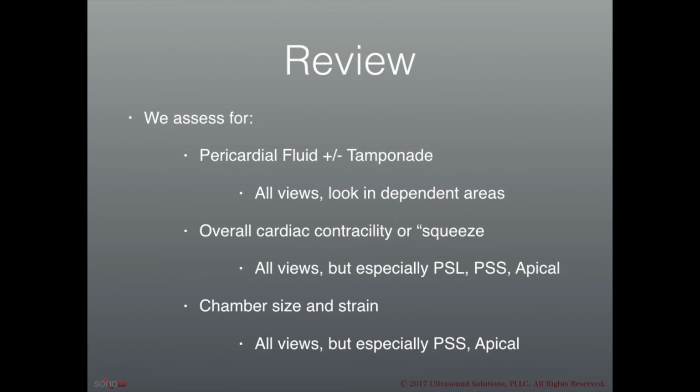Recall that we're going to assess the sac, the squeeze, and the strain. We're going to assess the pericardium for any fluid or tamponade. You're going to look thoroughly in all areas. And if there is a significant fluid collection or effusion or blood, you're going to ask yourselves if there's signs of tamponade. Signs of tamponade include diastolic collapse of the free wall of the right ventricle or the right atria.